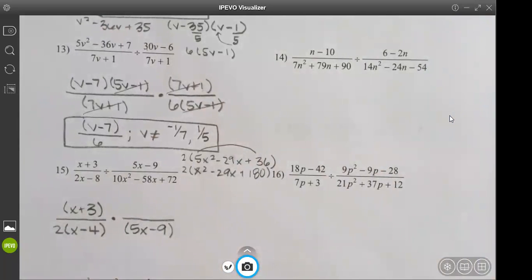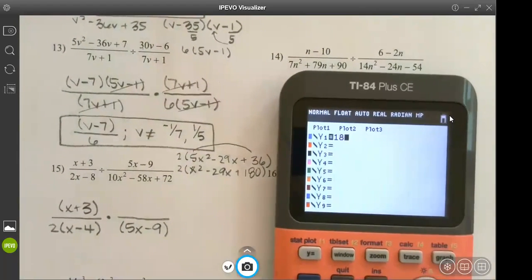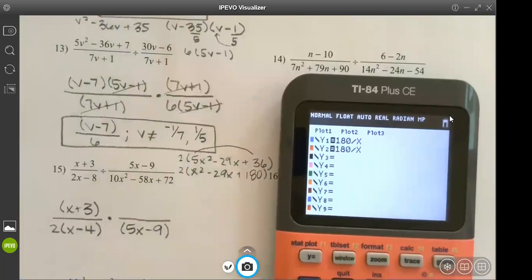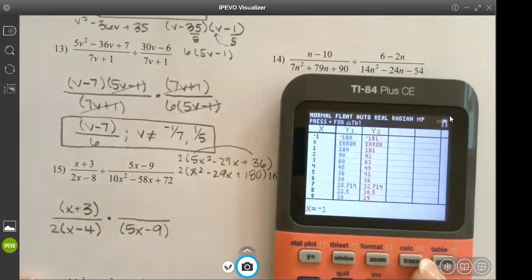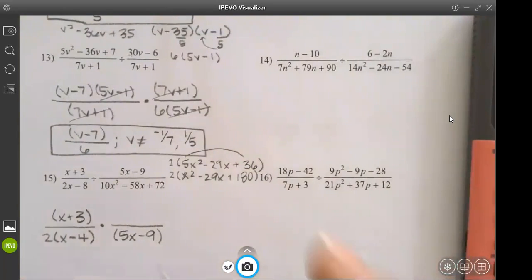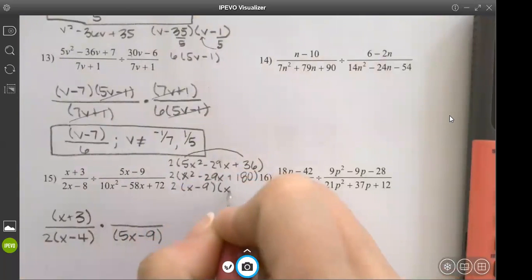Remember that you can use your calculator on this. Sorry, it's clearing out stat stuff. I don't know my factors of 180 that add to negative 29. So I'm going to put it in my calculator like this. Look at my table. And I'm looking for 29. There's 36, 32. Negative 29. Sorry, let me go up this way so you guys can see it. There it is. Negative 9 and negative 20.